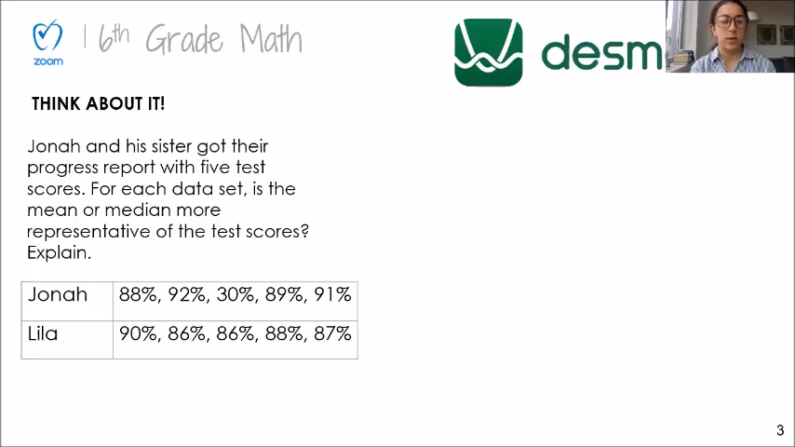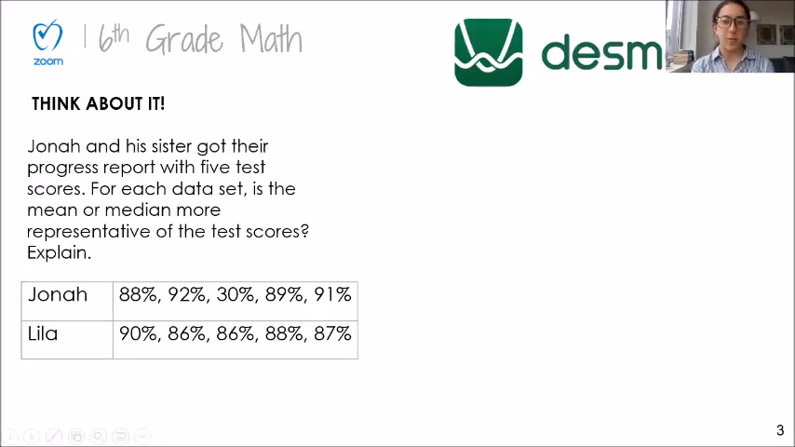You are on screens 2 and 3, determining if you would use the mean or the median to best represent Jonah, and the mean or the median to best represent Lila's test scores. Please make sure you explain your reasoning. Your teacher's going to look through your responses, and we're going to start by just discussing Jonah's data set, and then we'll jump into Lila's after we come back together. But again, you are answering screens 2 and 3 in Desmos. Go ahead.